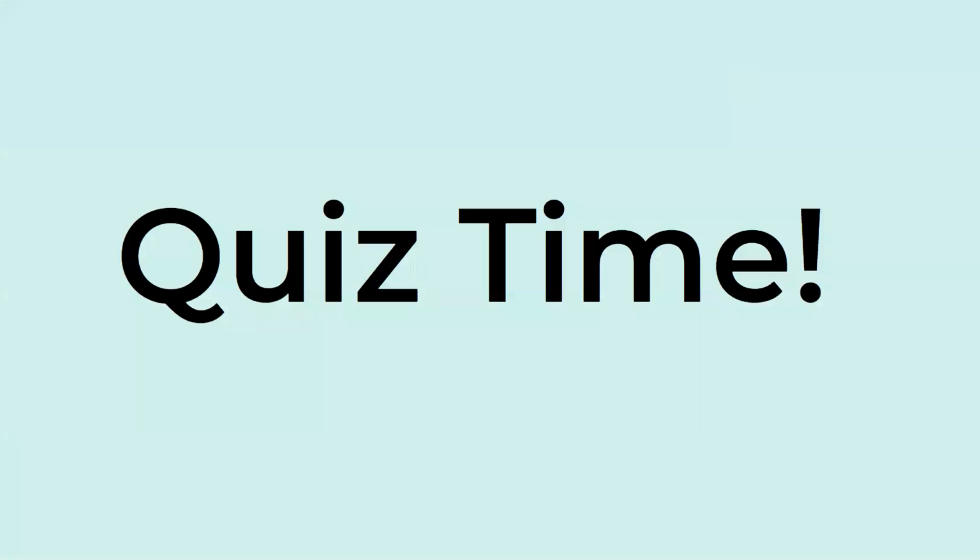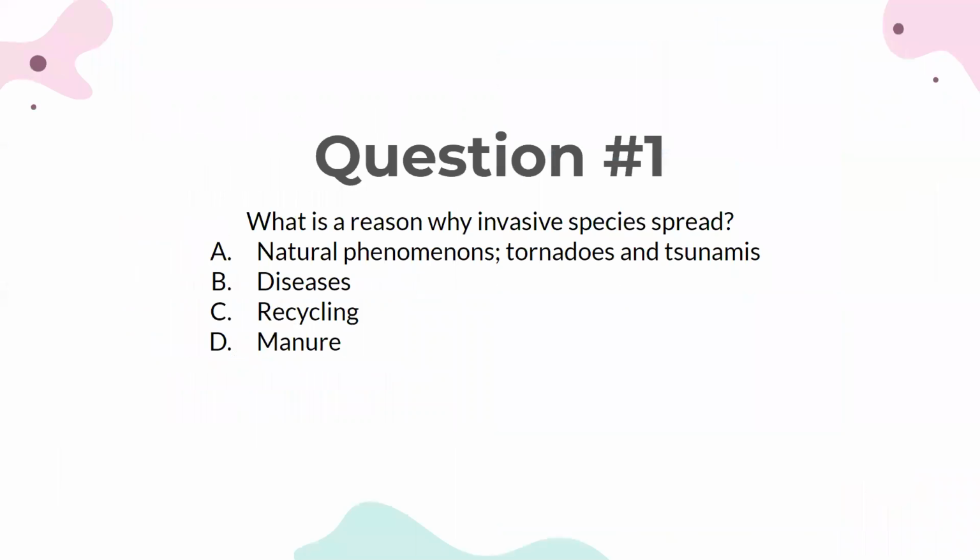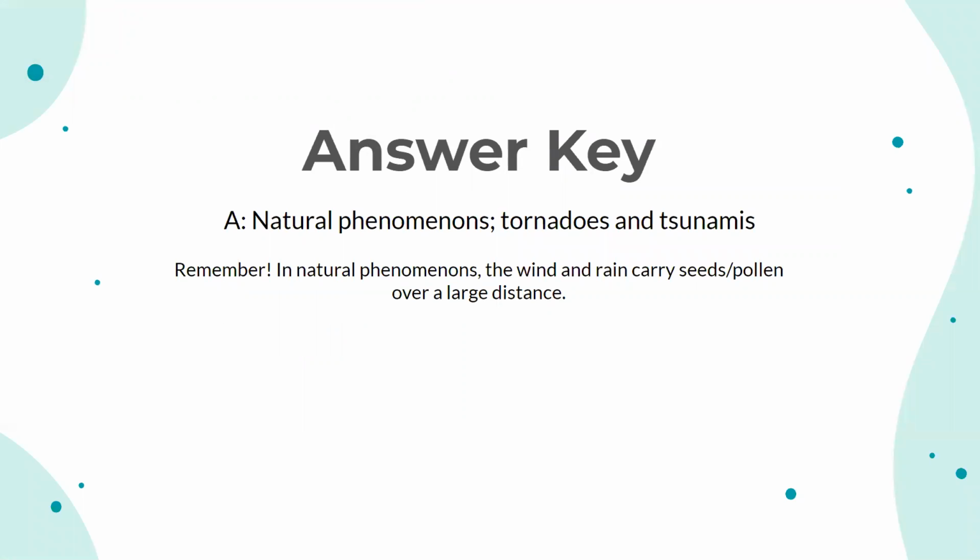So quiz time, I promise these aren't hard. Question number one, what is a reason why invasive species spread? A, natural phenomenons, tornadoes and tsunamis. B, diseases. C, recycling. Or D, manure, which is like animal poop. So the answer is A, natural phenomenons such as tornadoes and tsunamis. And remember, in natural phenomenons, the wind and rain carry seeds, pollen, and animals to spread.